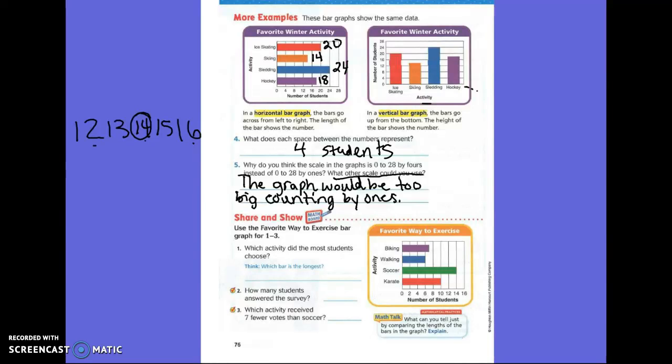Yeah. We can also try it by sevens? No, because 18 and 24 and 20 cannot be divided by 7. 7 cannot go into either. Twos is the answer. So you could go from 0 to 28 by 2s. Write it down.